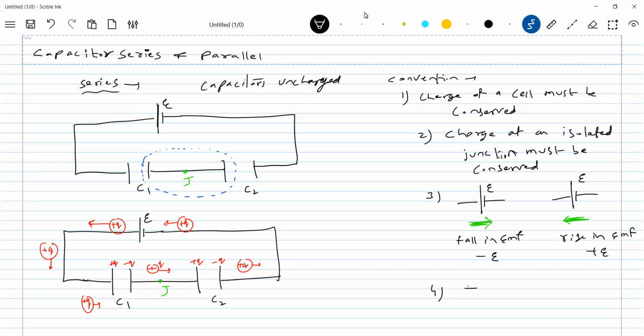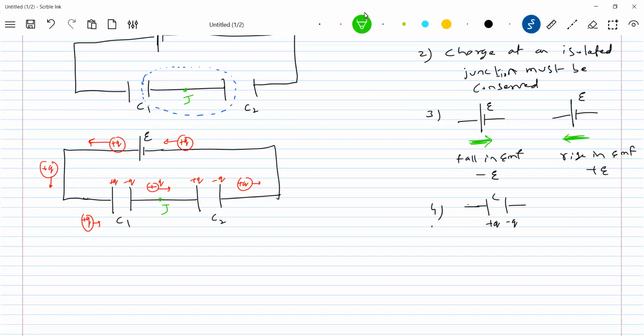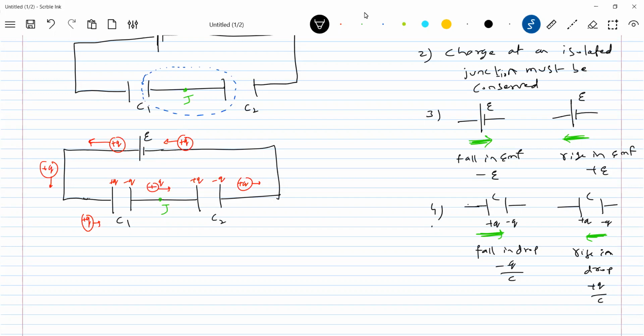Then across a capacitor, if this charge is Q and this is minus Q, if you traverse like this, it will be a fall in drop, minus Q by C. Then if you traverse the other way, it will be a rise in drop. I'm mixing all the ideas in one place, series, parallel, loop equations, everything, so that you can start working on numericals. Plenty of numericals are there. So this should be the convention.